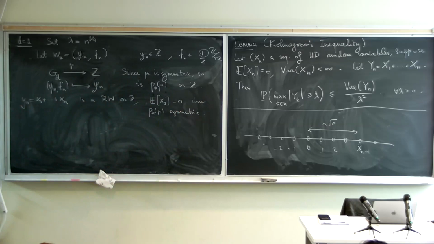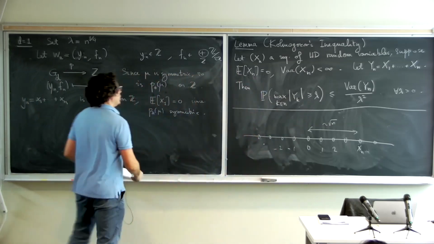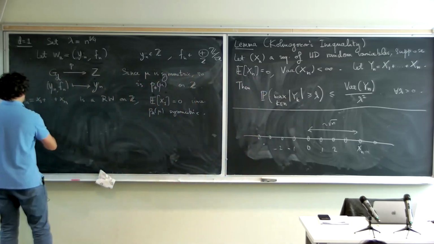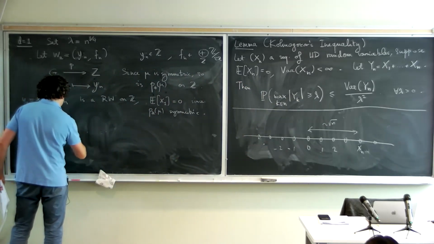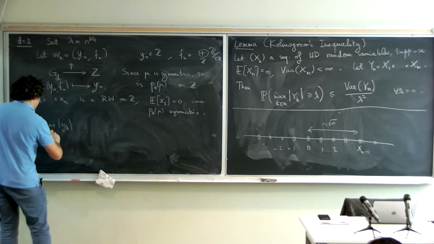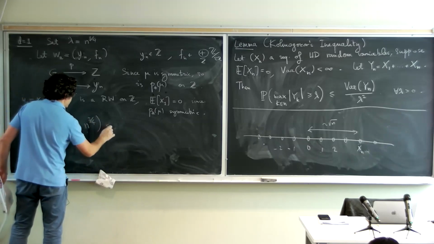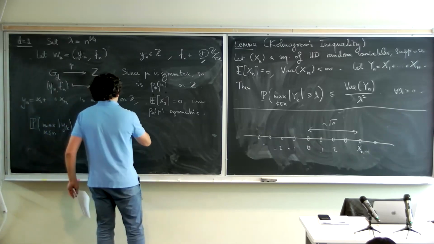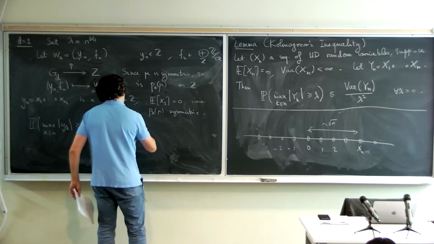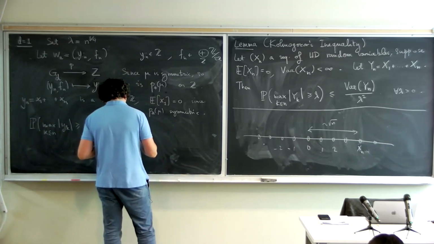Okay, and so we know what is the probability of having a sort of large event. So the probability that the max of the Y_k, for k up to n, is bigger than n to the 3/4, well, this is less than the variance of Y_n divided by n to the 3/2.